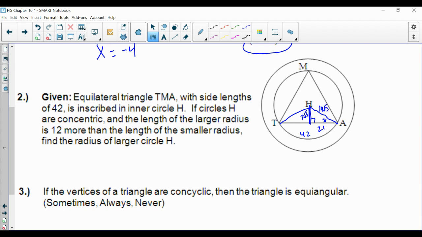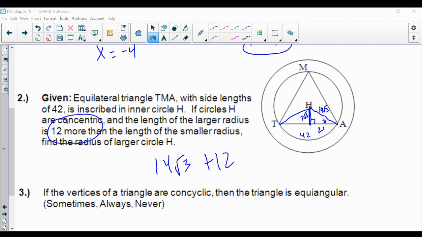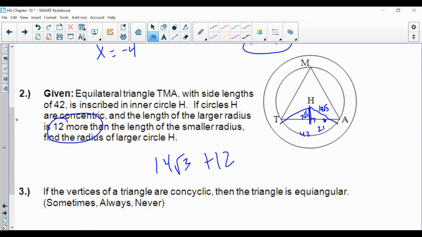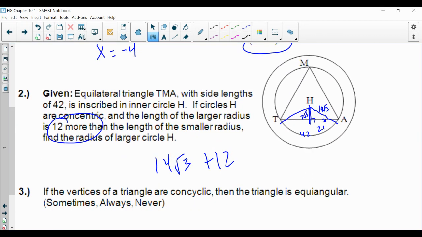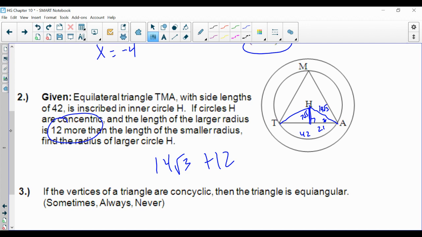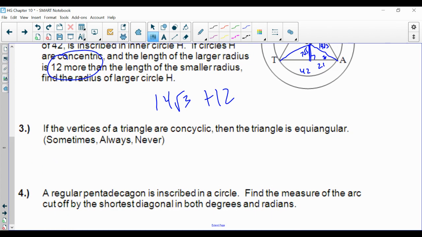The reason that's nice is because now we have the smaller radius, it's 14 root 3, and we're trying to find the radius of the larger one, which means we just take the smaller radius and add 12, because it is 12 more. Okay. So yeah, that's kind of the big thing with today's part is a lot of those triangles that get inscribed or circumscribed. So we'll talk about that in a second.